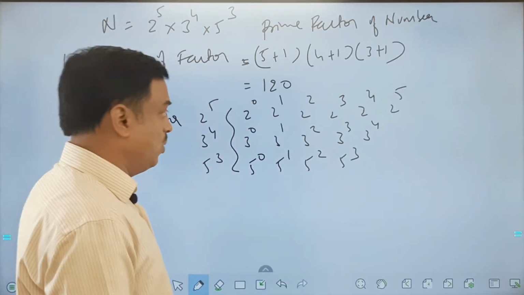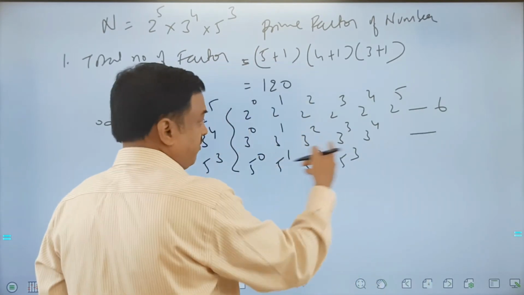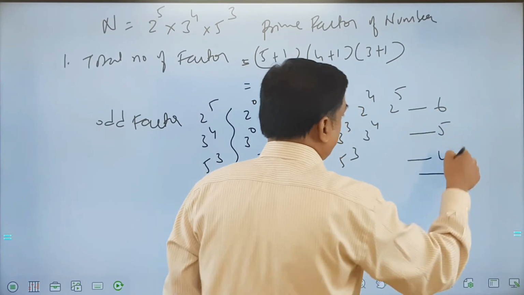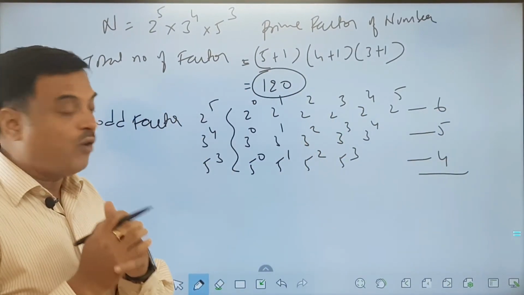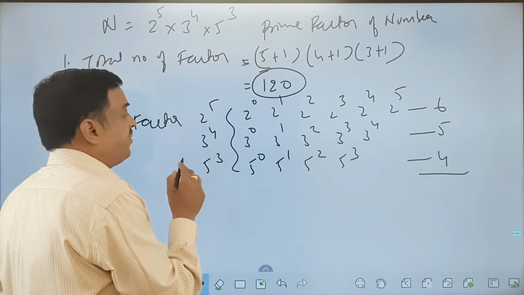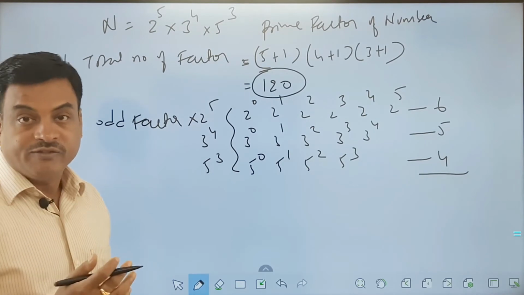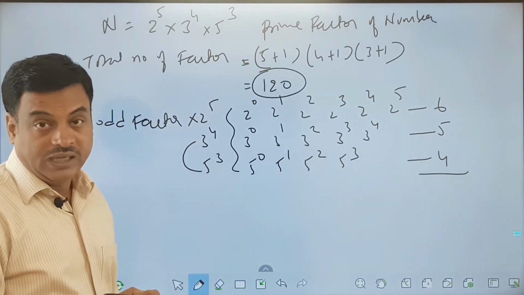Okay, all of us know here we got 6 factors, here we got 5 factors, and here we got 4 factors. The product of these 3 is what I got here. Now my question is to find the number of odd factors. So what should I do, my friend, to find the number of odd factors? I should not consider 2 power 5. I should only consider 3 power 4 and 5 power 3.